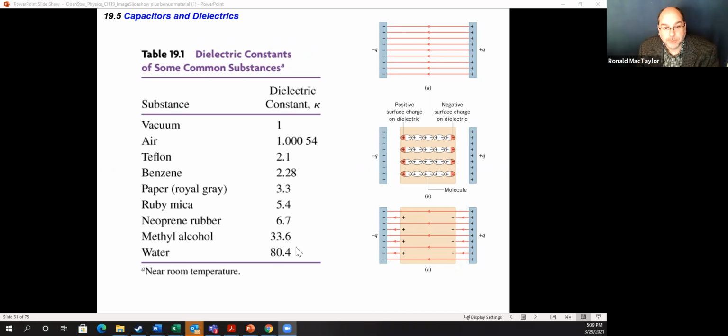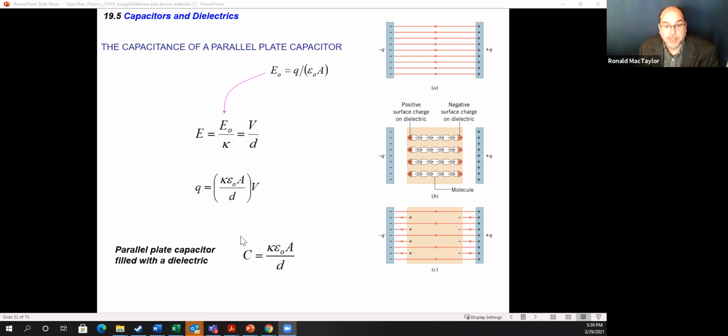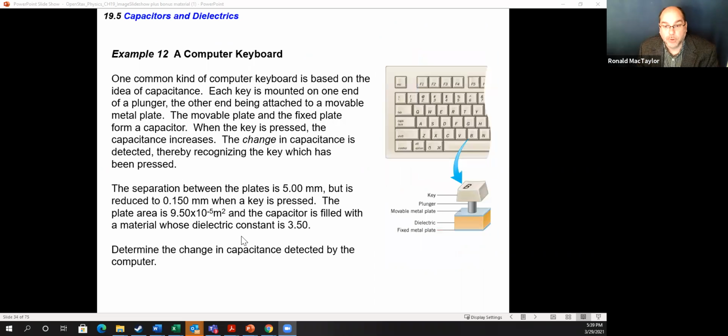So here are certain dielectric constants. We don't need to do any calculations with these. That's not what I want you to worry about.